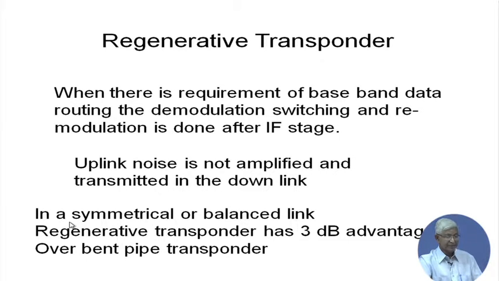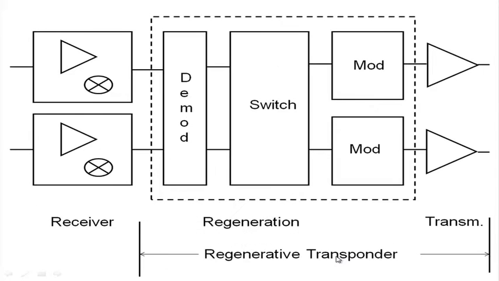In a symmetrical or balanced link, when uplink and downlink are symmetrical, we will discuss that later. The regenerative transponder has a certain 3 dB advantage over the bent pipe transponder. We will discuss that much later.